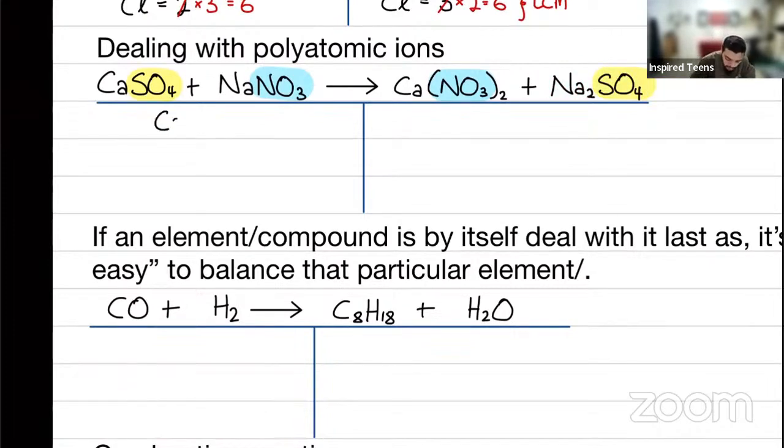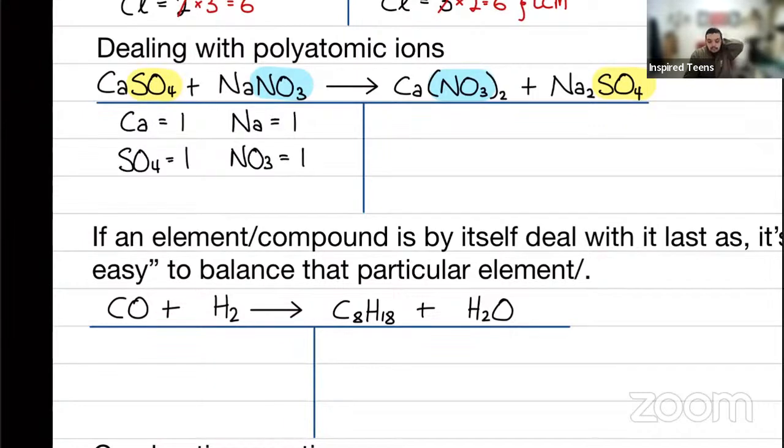So here we have Ca, we have 1 calcium. We have 1 sulfate. I'll give you the table of common ions because that's important to know, very important for you guys especially. Na is sodium. We have 1. NO3, nitrate as well. We have 1. So on the left hand side, we have 1 of each, basically.